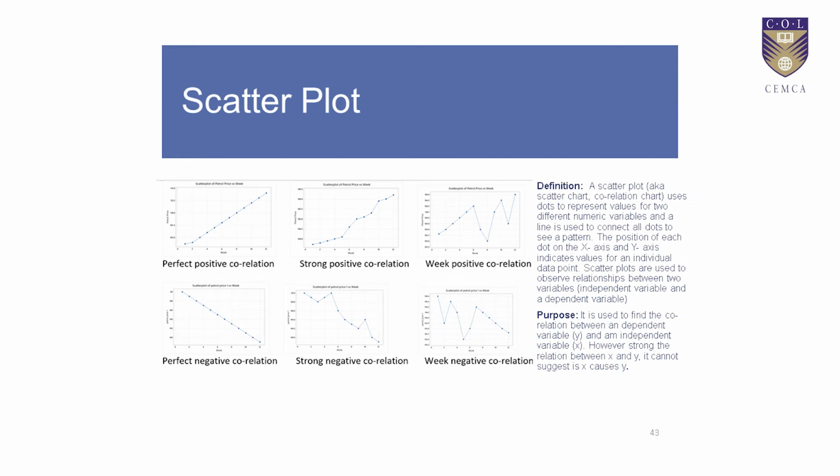Similarly, you have high negative correlation. Whenever you increase the value of x by 1, the value of y decreases by 3 or 4 points. Similarly, you have low negative correlation, which is whenever you increase the value of x by 1, the value of y decreases by 0.3 or 0.4. There is a negative correlation, but not very high.